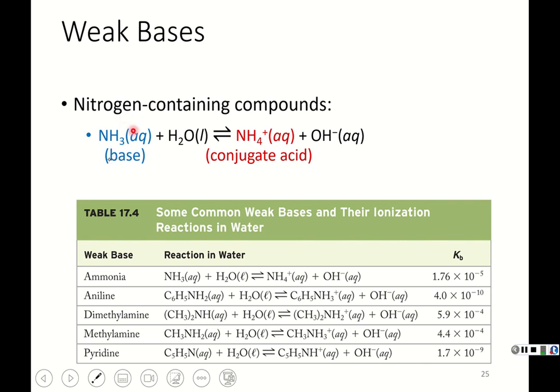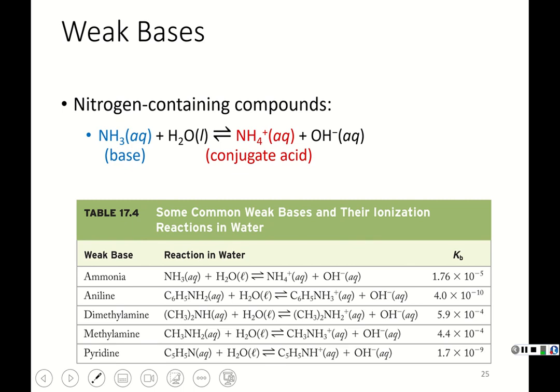So we have a base NH3 group. When that's added to water, you're going to make a small amount of NH4 plus, which would be considered its conjugate acid. And we'll talk about conjugate acid base pairs later, but we'll just throw that term out here now as well, get used to it. And the water, again, the water that gave up a proton becomes an OH minus, and that's why these are considered bases.